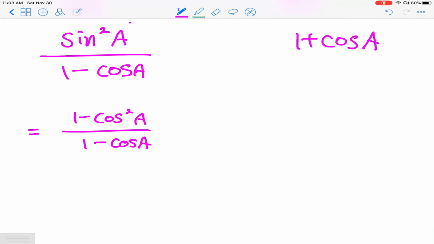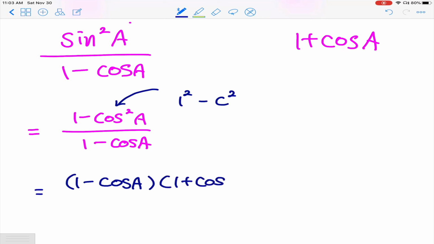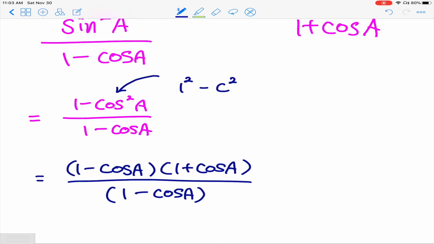But I still do have a fraction, and I still do have a square. Wait, this looks like 1 squared minus cos squared. That is a difference of squares. So this is (1 minus cos a)(1 plus cos a) over (1 minus cos a). Oh, I can then cancel 1 minus cos a with 1 minus cos a. So I have 1 plus cos a. So left side equals the right side.